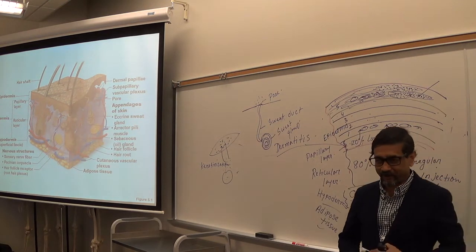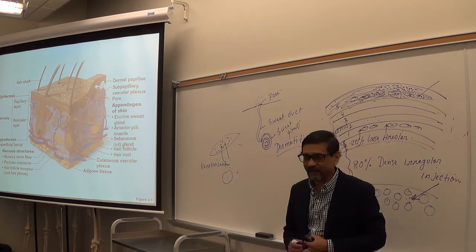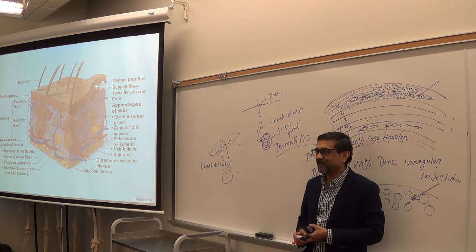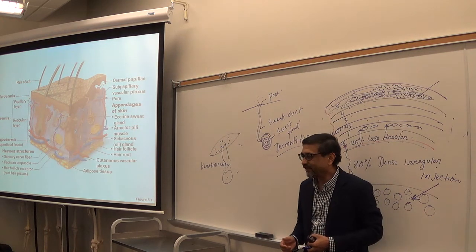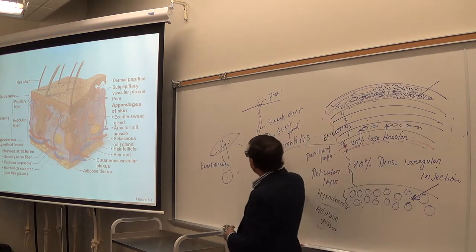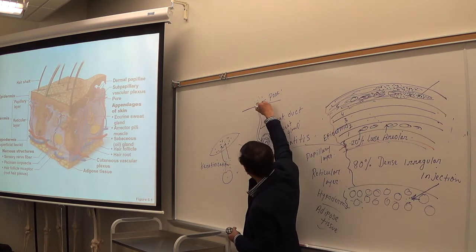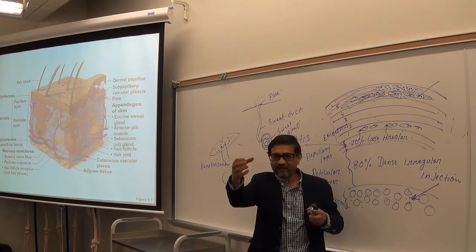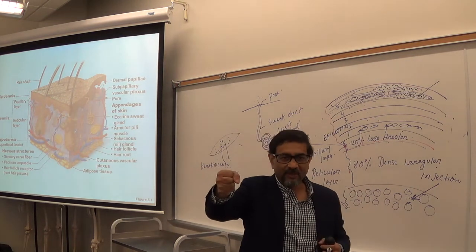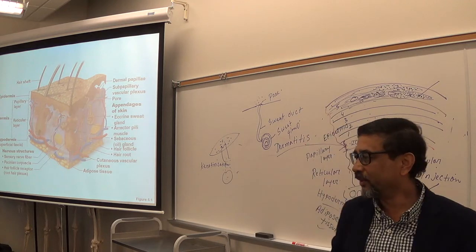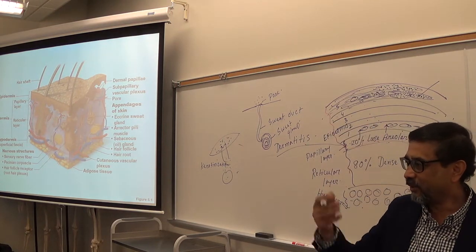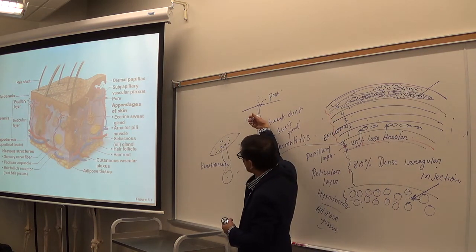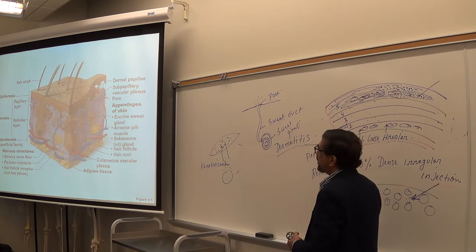In winter, in cold weather, does more or less sweating occur? Less. Almost no sweating, right? In cold weather. Why? You see, this duct that takes the sweat out will constrict, shrink, constrict, okay? So the sweat will not be able to get out. Make sense? So cold weather or cold temperature constricts the duct.